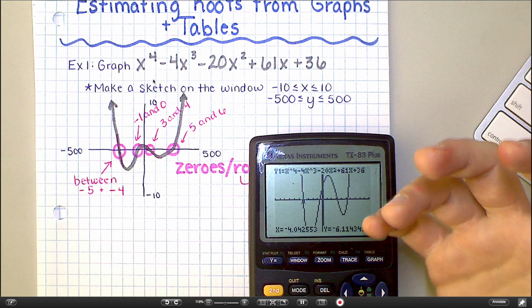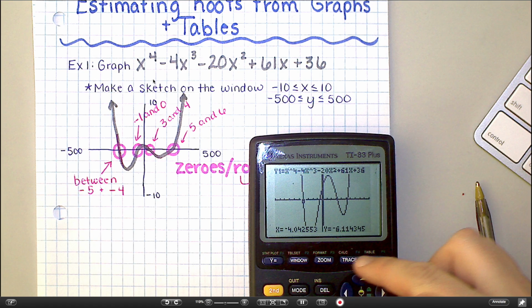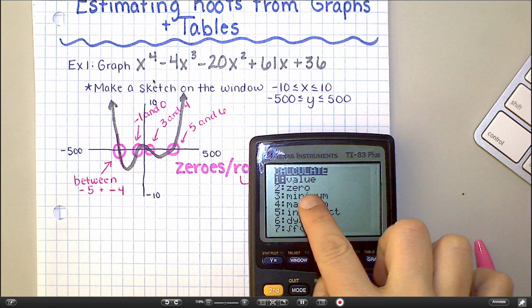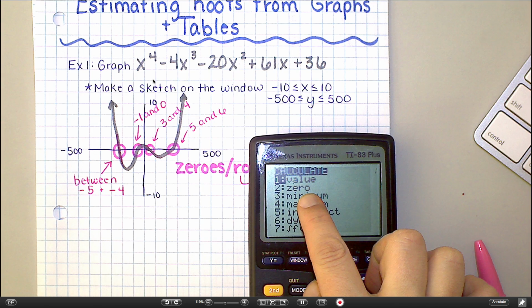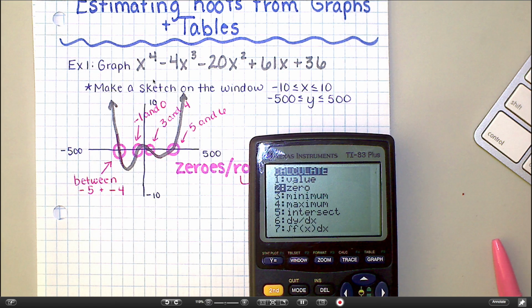Your calculator actually has a way to determine the zeros, okay? And that's under that calc menu that we've used before. That's up above the trace key. So that's when we're going to hit second trace and use this option 2, zero. Now you may want to watch me through the first one. So I'm going to go to zero.